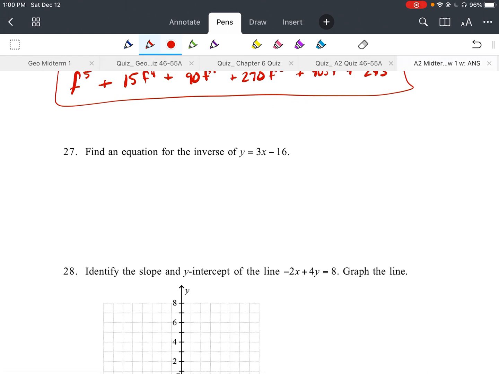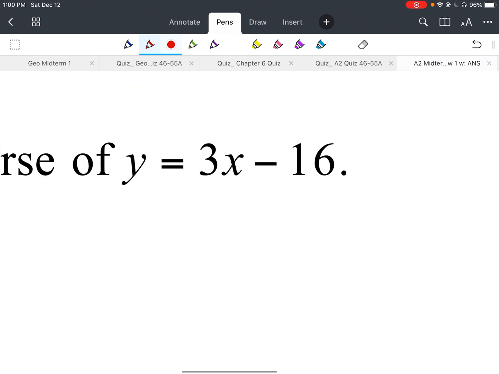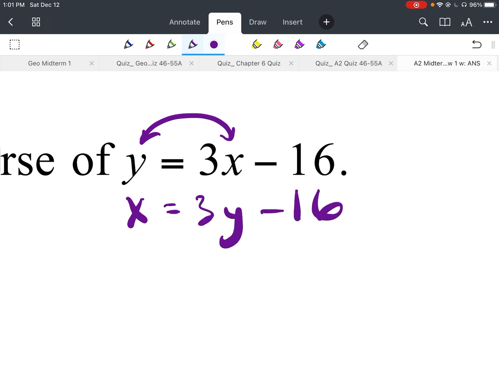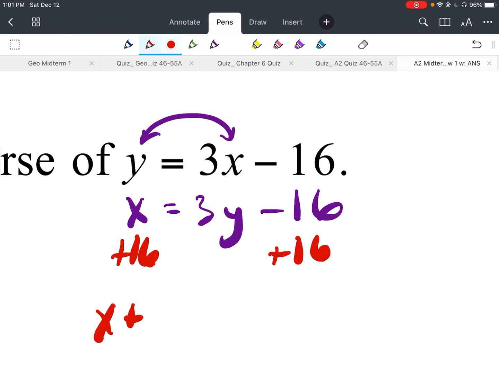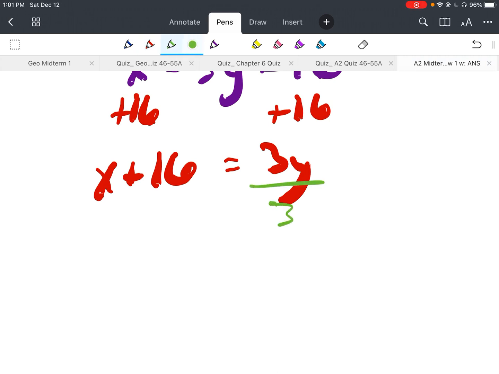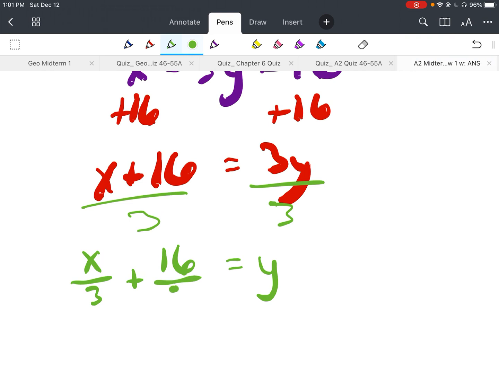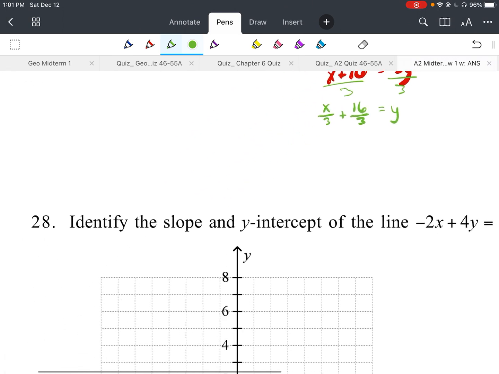All right, so here we go. Find an equation for the inverse of this one. You guys got to know the inverses, okay? How do you do inverse? Switch those. So this is going to be x equals 3 times y minus 16. And now we're going to add 16, because we're trying to solve for y. So x plus 16 equals 3y. And we'll divide by 3, and so you can just write y equals x over 3 plus 16 over 3 if you want that way. Okay, that's a nice little inverse function.